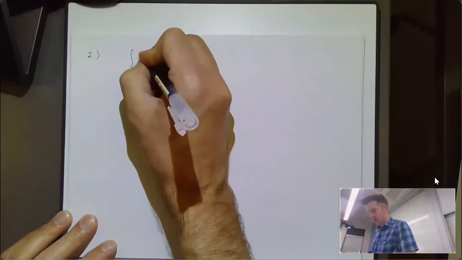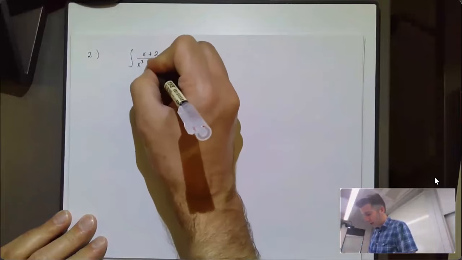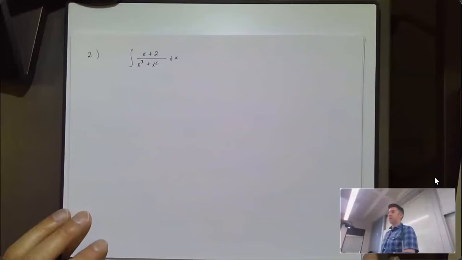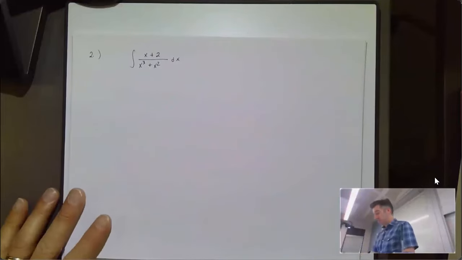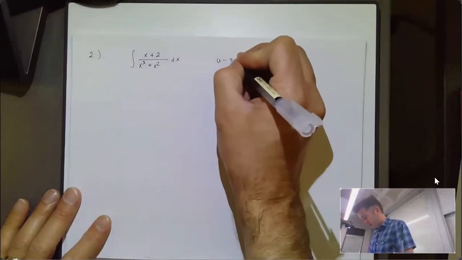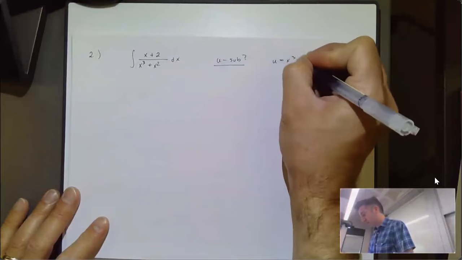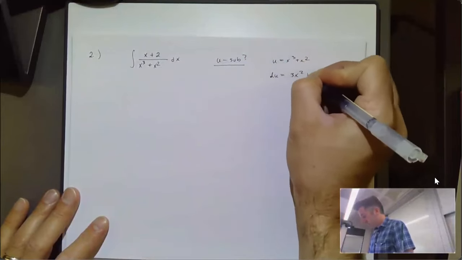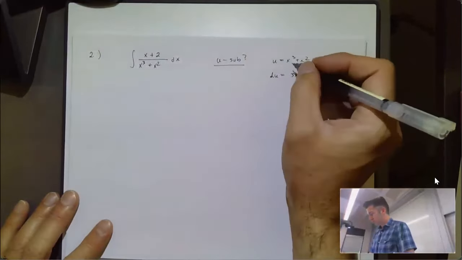So the next one is the integral of x plus 2 over x cubed plus x squared. And even though I know it's going to be partial fractions, I should at least think about, could I do a u sub here? Does it make sense to let u equal the denominator? Not really, right? If u equals x cubed plus x squared, our du is 3x squared plus 2x, and that's not really going to help. So no.